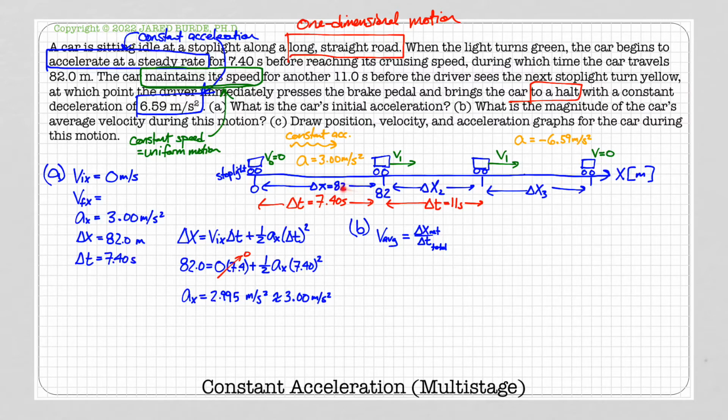In this case, we know the displacement in the first part. We know the time for the second segment, but we don't know the displacement. And for the third portion, we don't know either. So we'll need to find the displacement here, and we'll need to know the displacement and the time for this segment so that we can find the total displacement and the total time.